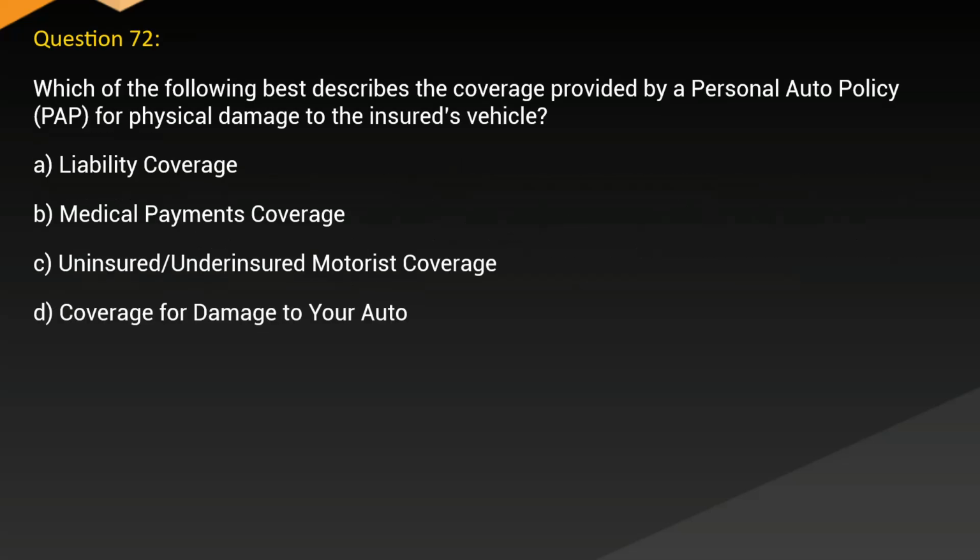Question 72. Which of the following best describes the coverage provided by a personal auto policy (PAP) for physical damage to the insured's vehicle? A. Liability coverage. B. Medical payments coverage. C. Uninsured underinsured motorist coverage. D. Coverage for damage to your auto.